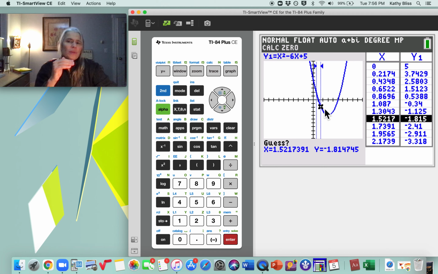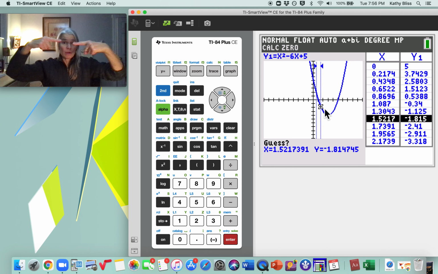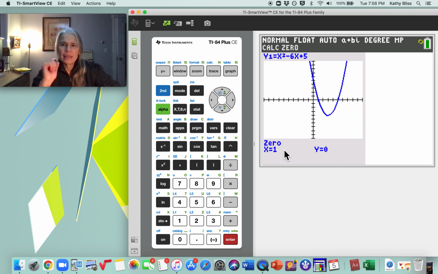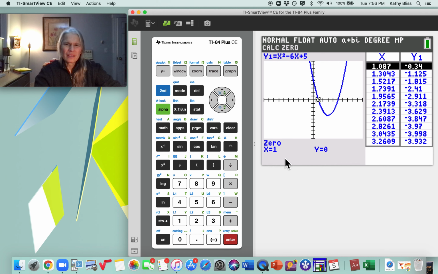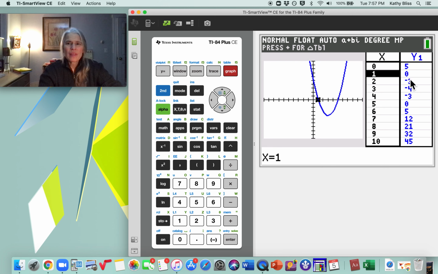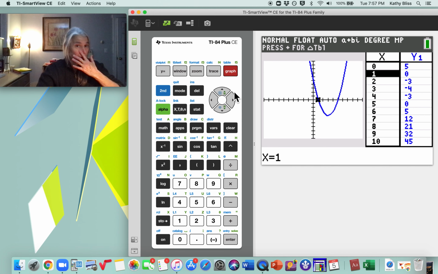Now, you know that you have it right when you have those two arrows pointing at each other. See the two arrows up here? They're pointing towards one another, so you know you've got it right. Then you can put the cursor right near it and hit guess, and the calculator calculates it. So you've got x equals 1 and y equals 0. There you found one of the zeros, and we saw that in the table too. So let's calculate the other one.